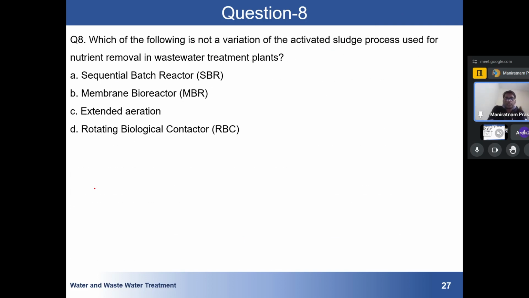Coming to the second, sorry, I think the total 11 question. So coming to the eighth question, which is not a variation of activated sludge process used for nutrients removal?